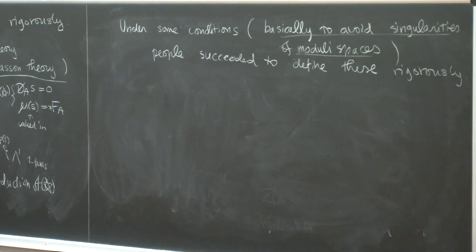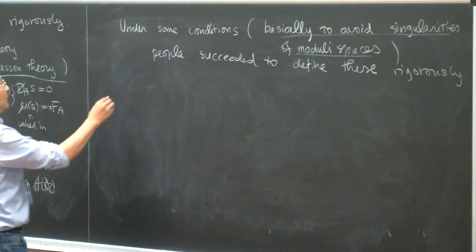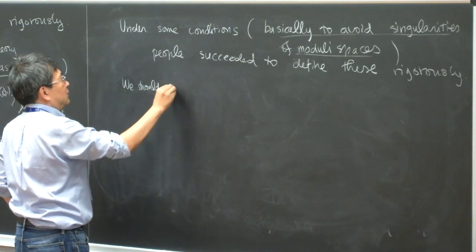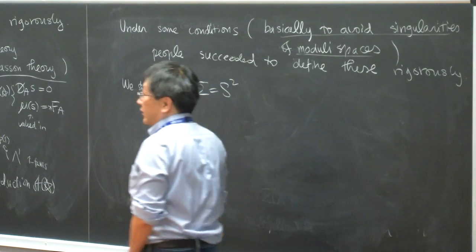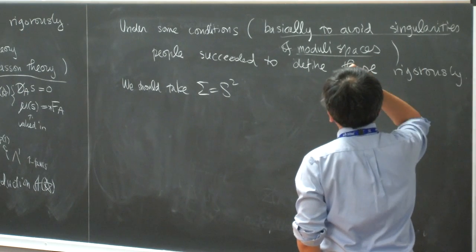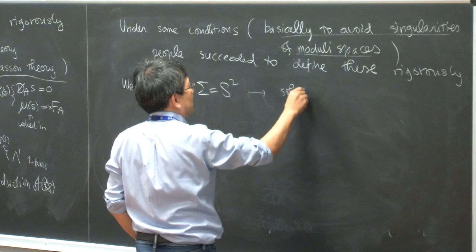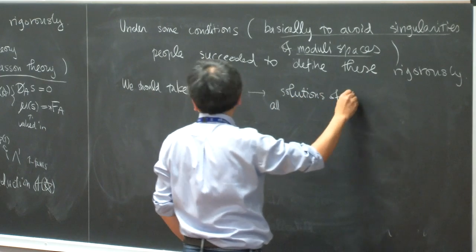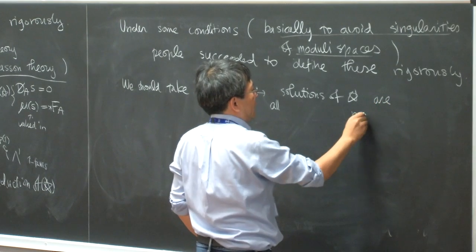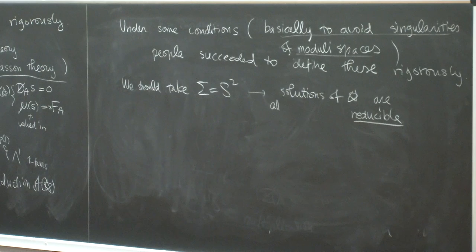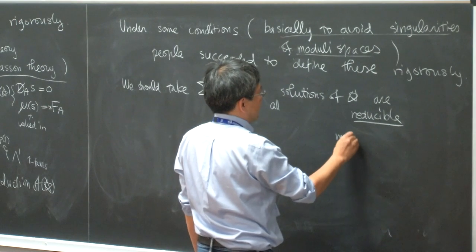And also, in this approach, maybe I should, as I said, we should take Sigma to be S2. In fact, because of this issue, people don't consider this case. Then all solutions of star are basically reducible. If you're familiar with Seiberg-Witten theory, then S2 has positive scalar curvature. Then from this equation, you derive that S vanishes. So it is a reducible solution. That means the moduli space is completely singular.